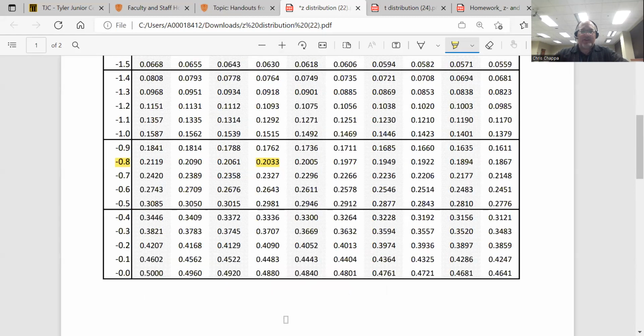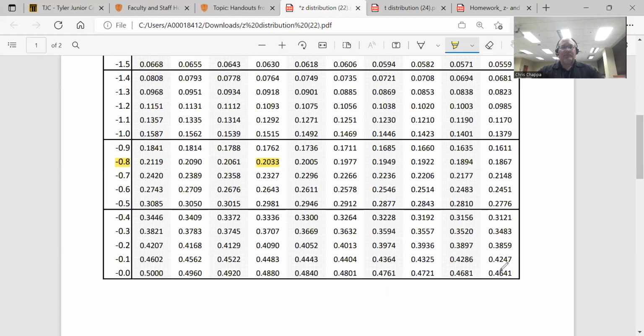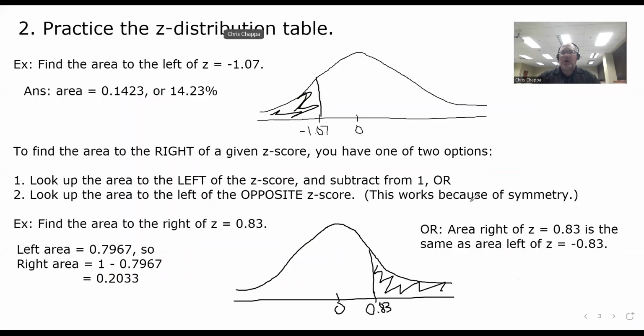So you have two options for how to do right areas. Either look up the left area and subtract from 1, or look up the area to the left of the opposite z-score. But whichever one you decide to do, stick with it. Don't go back and forth between the two because it gets a little bit messy.